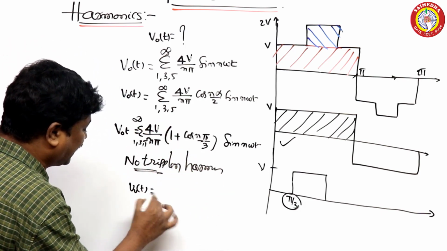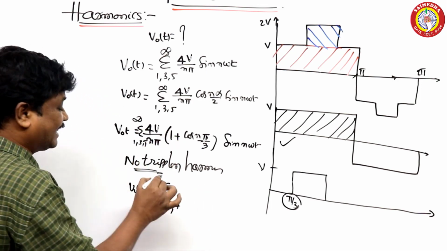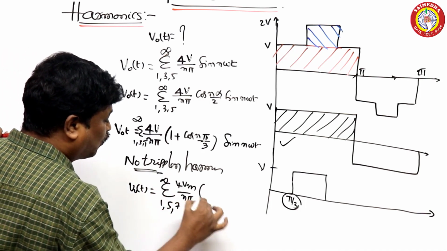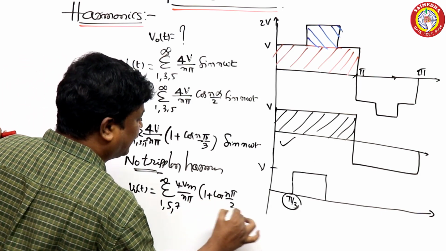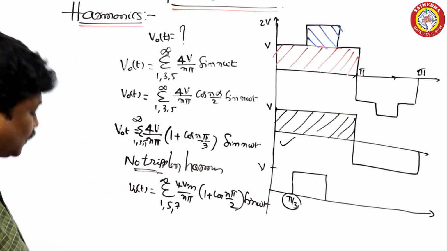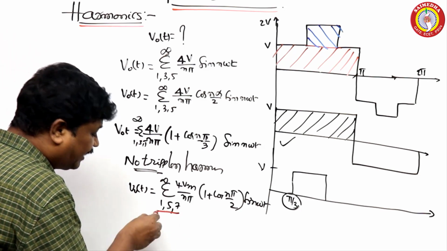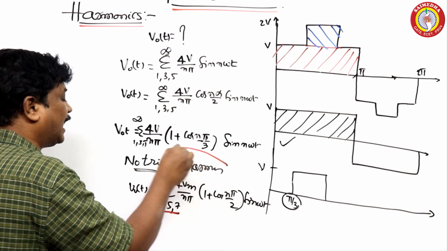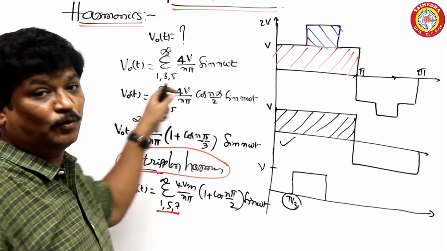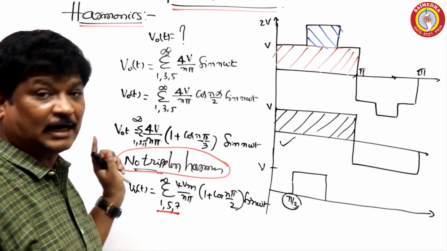V naught of t we can write as sigma n equal to 1, 5, 7 and so on to infinity, 4Vm by n pi times 1 plus cos n pi by 3, sin n omega t. So this is the entire output we are getting. Why did I write 1, 5, 7? No triple n harmonics are present in the phase voltages of a three-phase inverter circuit. Only odd harmonics, that too first, fifth, seventh harmonics.